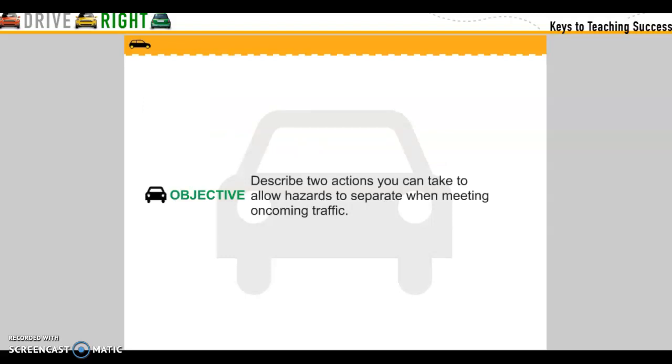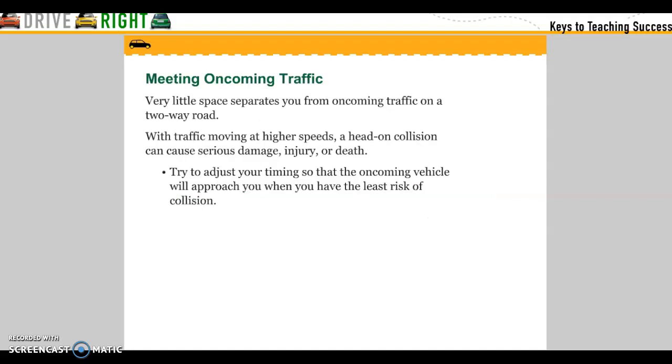Objective: describe 2 actions you can take to allow hazards to separate when meeting oncoming traffic. Very little space separates you from oncoming traffic on a two-way road. From traffic moving at high speeds, a head-on collision can cause serious damage, injuries, or death. Try to adjust your timing so that the oncoming vehicles will approach you when you have the least risk of collision.